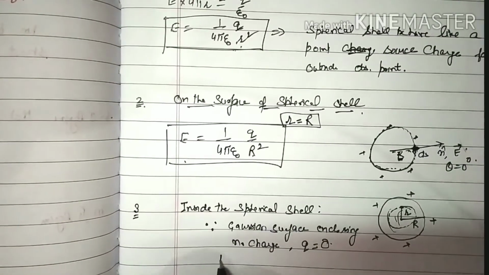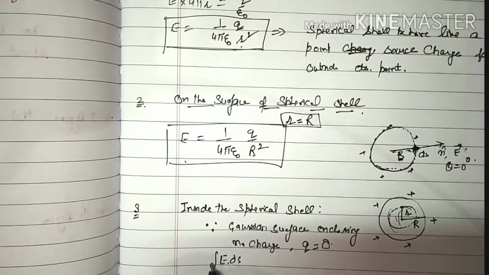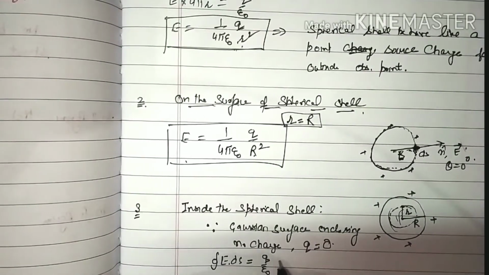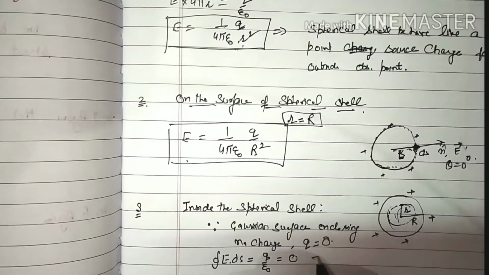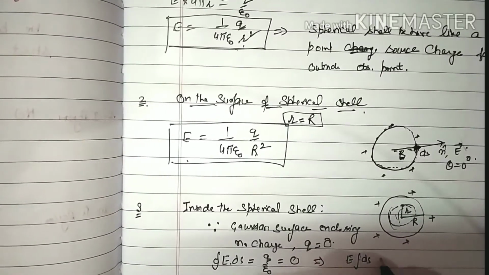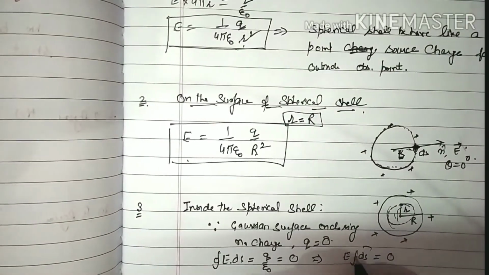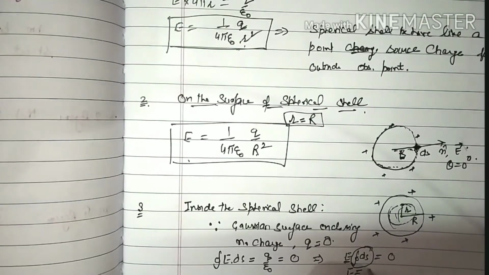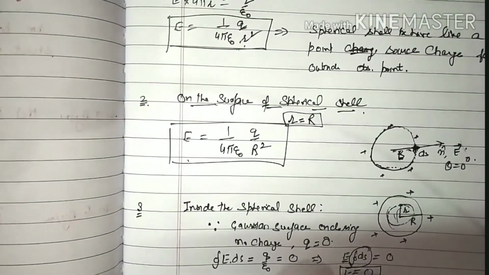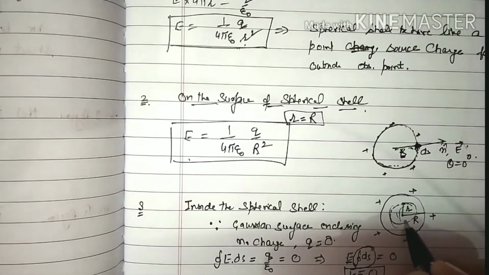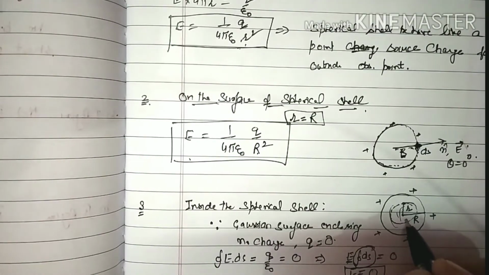So the integral of electric field over the closed surface is equal to q upon epsilon naught, and this q is equal to 0, so this term becomes equal to 0. Then further we will write E dS is equal to 0, but dS can never be 0. So the electric field becomes equal to 0. So inside the spherical conductor there is no electric field intensity inside this spherical shell.